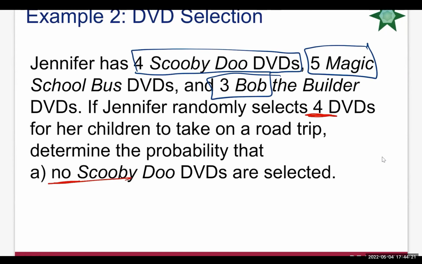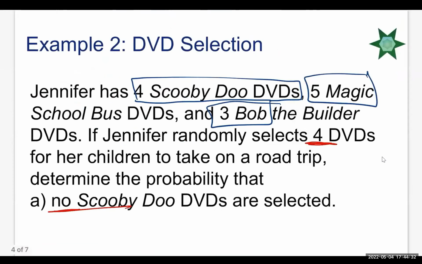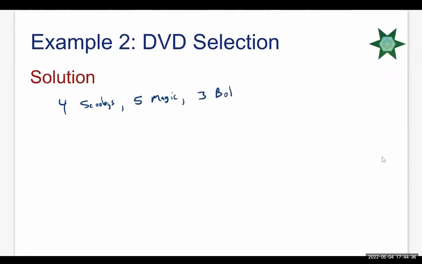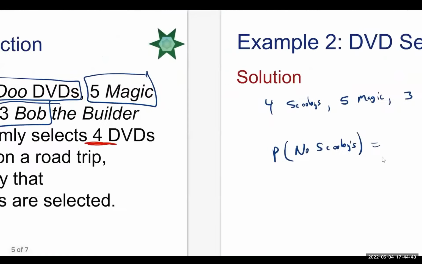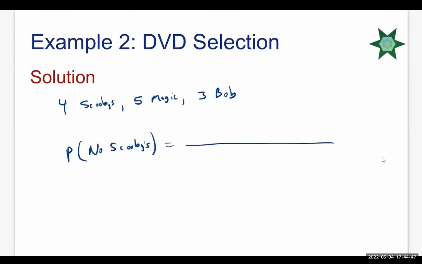So let's take a look at that on the next slide. So we got 4 Scooby-Doos, 5 Magic School Buses, and 3 Bob the Builders. We want to know the probability of no Scoobies, and we're selecting 4 DVDs. So the denominator is going to be the total number of ways to select 4 DVDs, and the numerator will be the number of ways to select no Scooby-Doos.